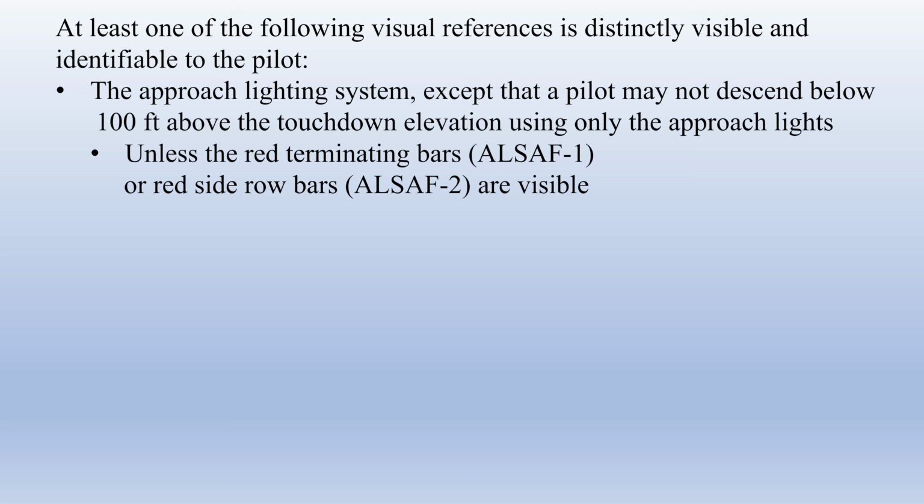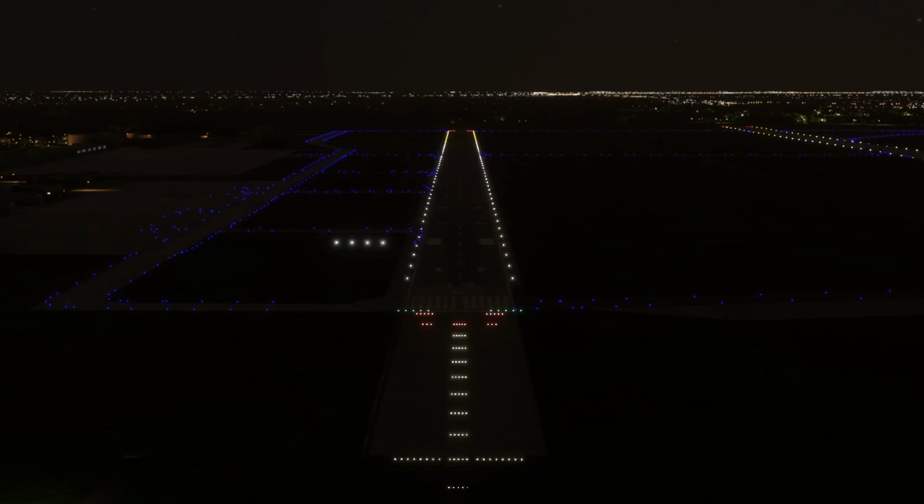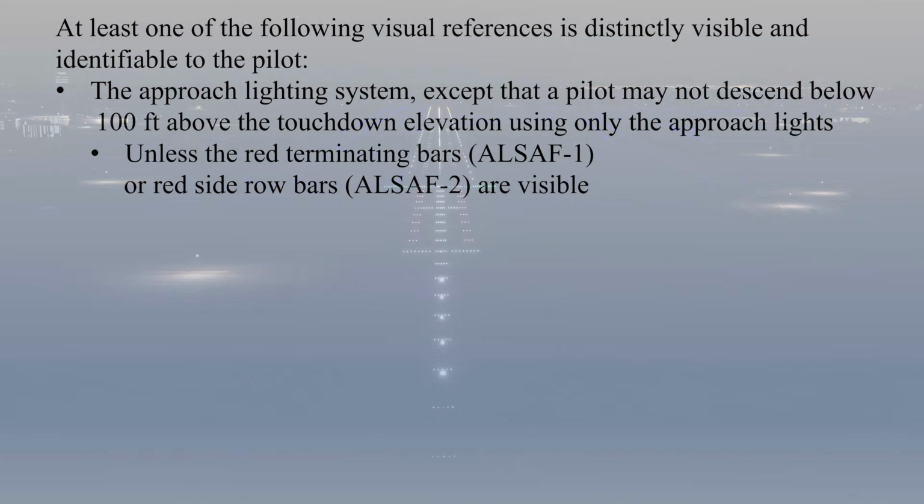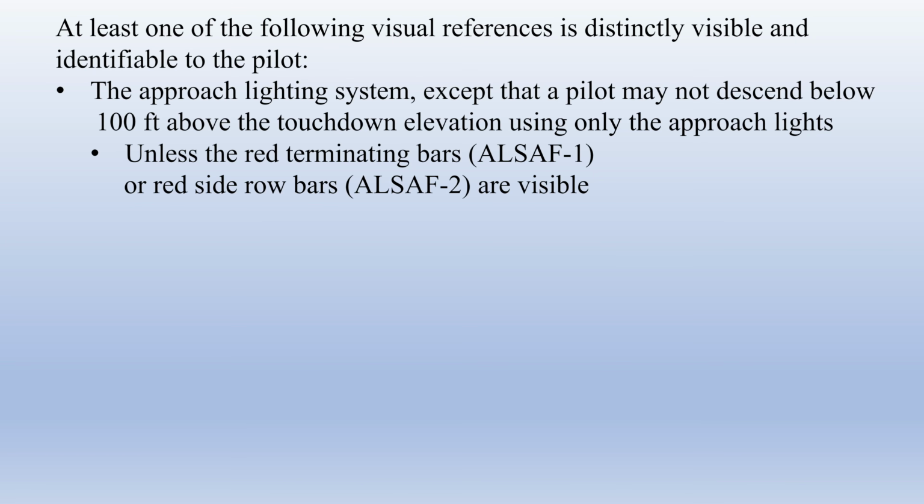But that is not necessarily true if your DA or MDA is higher than that. You're not descending below the DA or MDA, you're descending to above the touchdown zone elevation, and we'll look at where we find that here in a little bit. There is an exception to that exception that says if you see the red terminating bars on an ALSAF 1 type system, or you see the red side row bars on an ALSAF 2 type system, you can go ahead and descend below that 100 feet and descend to a landing if you have that in sight.